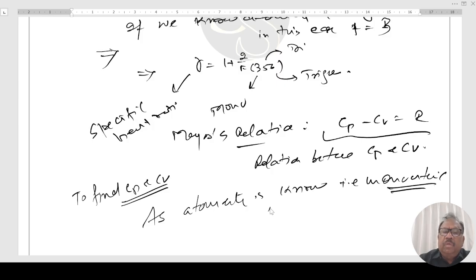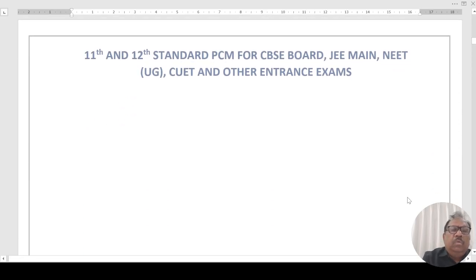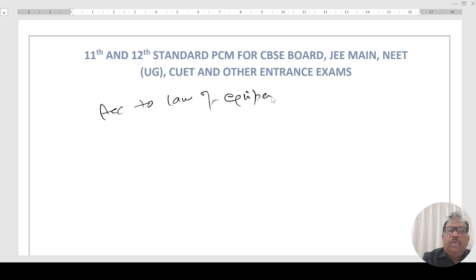Degree of freedom F is 3, and 1 mole, so n equals 1. Now according to the law of equipartition of energy.